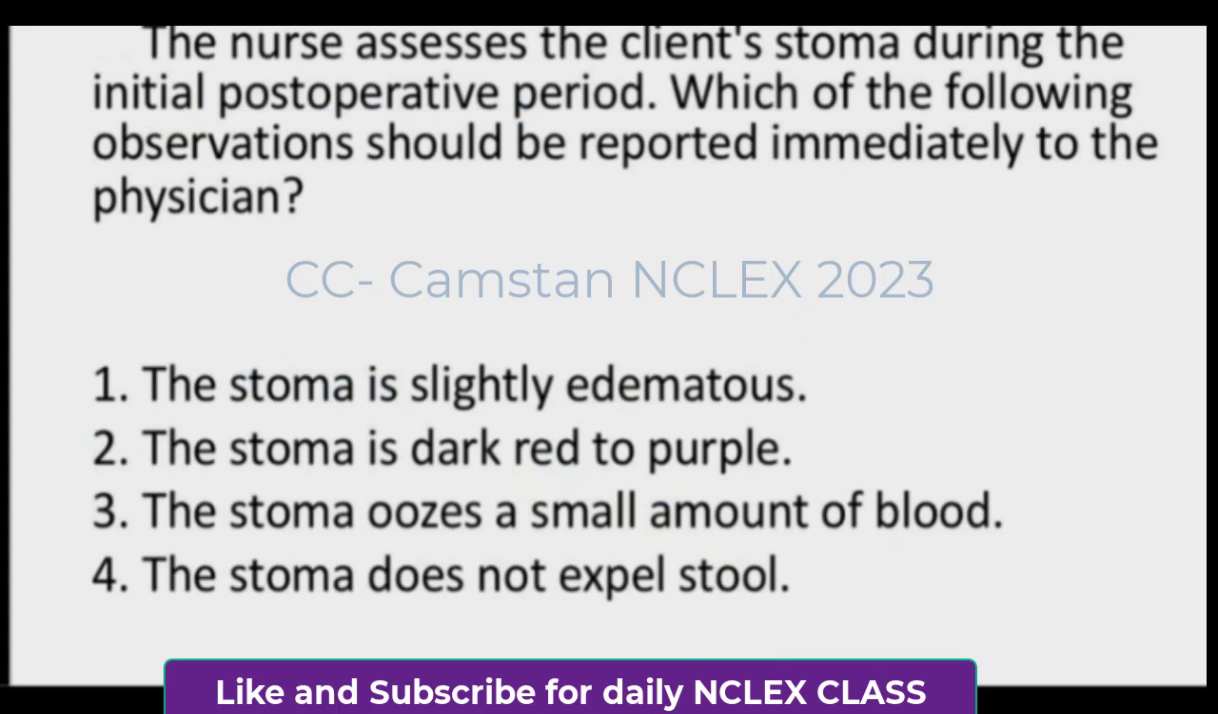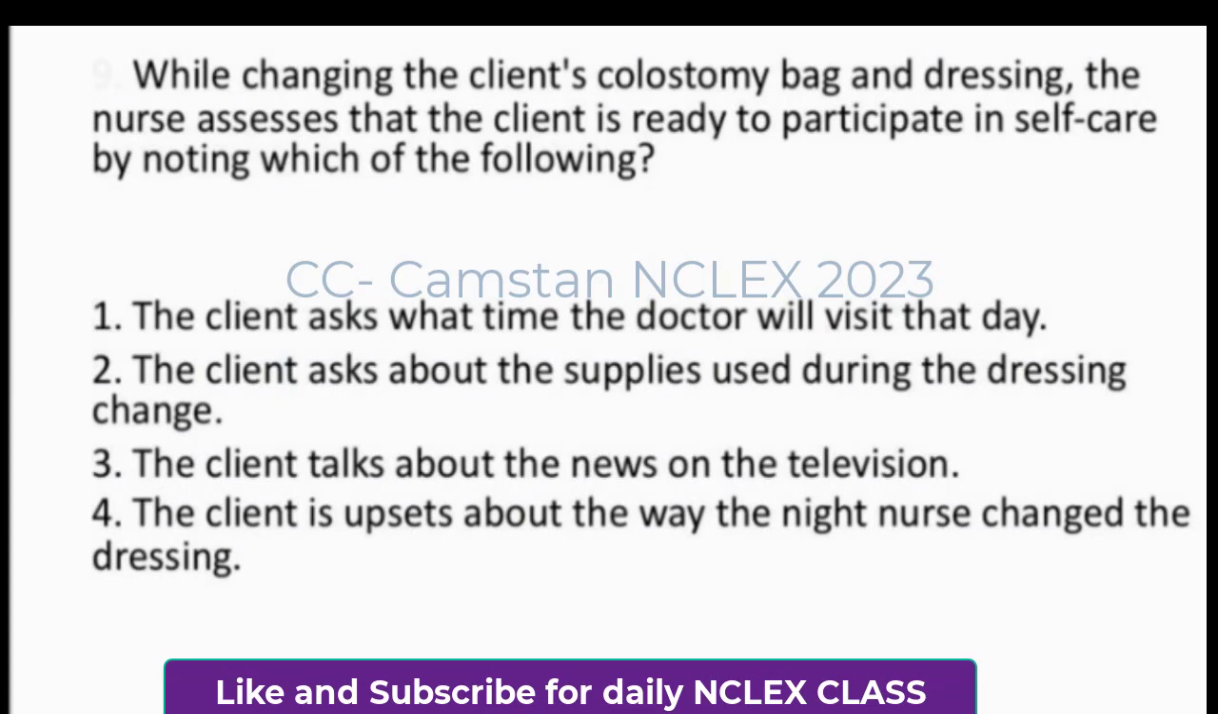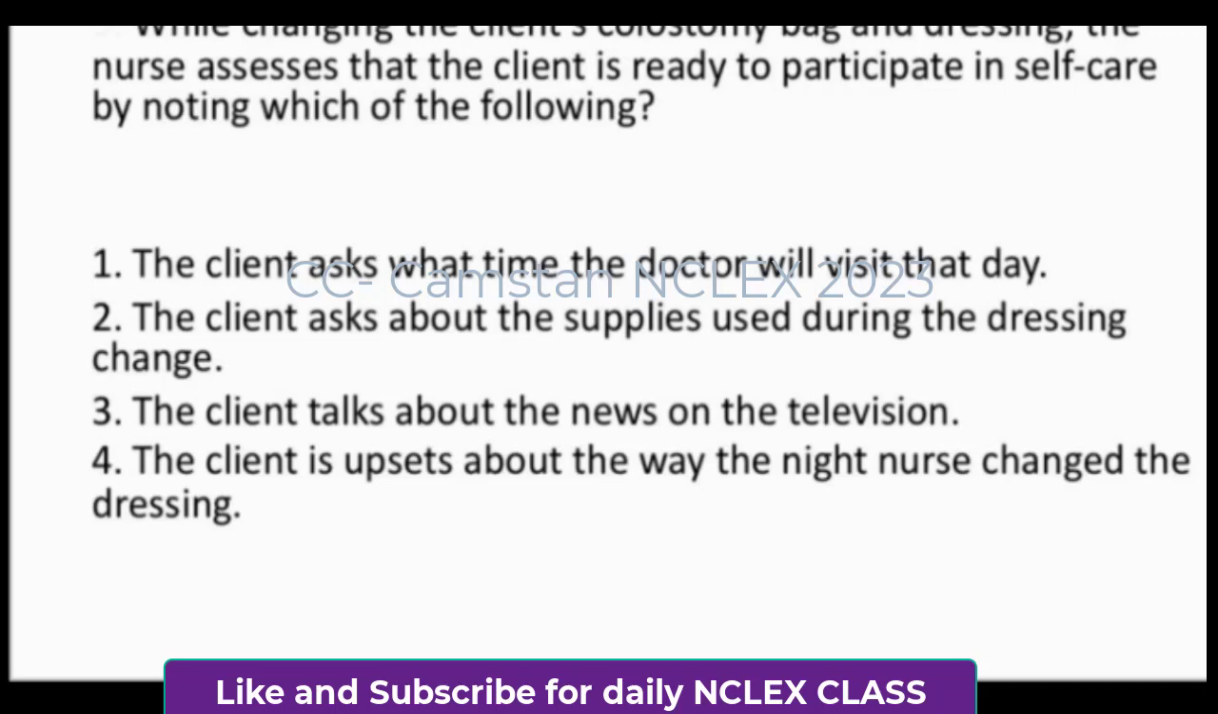Now moving to the next question. While changing the client's colostomy bag and dressing, the nurse assessed that the client is ready to participate in self-care by noting which of the following. What they are asking us in this question is, what makes the client ready to participate in self-care? Before answering, let's read the options.